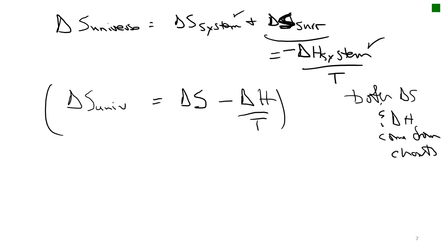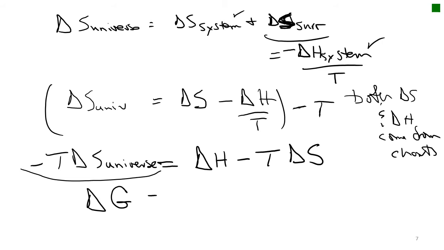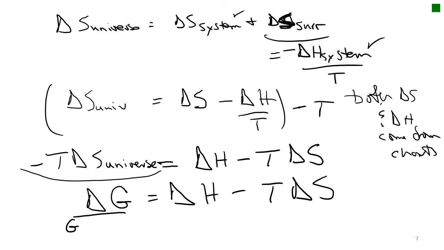And we take this equation, we multiply through by minus T. First of all, if we multiply through by minus T, we're changing our sign over here, and we're going to get minus T delta S of the universe. We're going to change the order of the delta H and the delta S. When we multiply through, we're going to get delta H minus T delta S. We're going to take this term right here and call this delta G. And our equation here is delta G is equal to delta H minus T delta S. Delta G is Gibbs free energy.